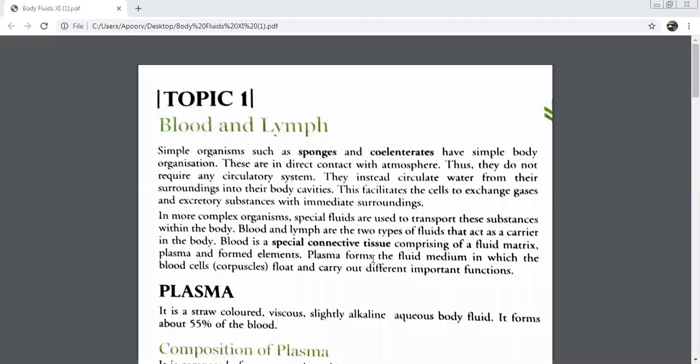Blood is a special connective tissue. It comprises a fluid matrix, plasma, and certain elements. We'll study about blood in detail in this chapter. Plasma forms the fluid medium in which the blood cells float. So what is plasma? It is basically the fluid medium. What is fluid? Liquid in state. Good, but what does the word fluid mean? Which can flow.